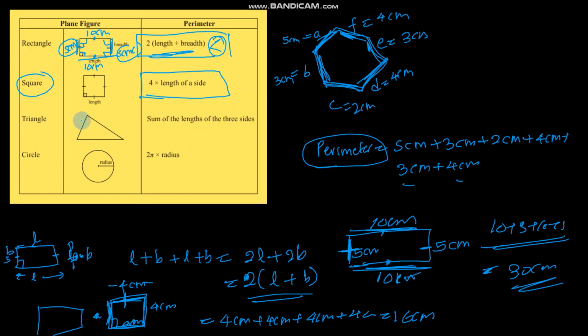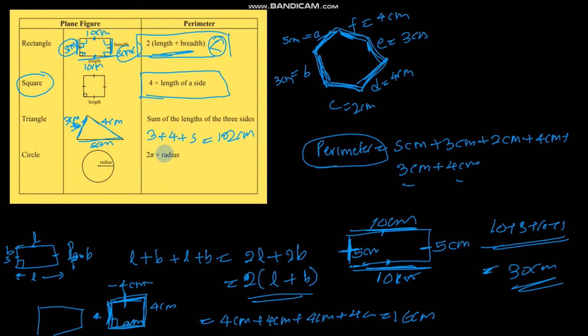If one side of this is 3 centimeters, from here to here is 4 centimeters, and from here to here is 5 centimeters, the total perimeter of the entire shape is 3 plus 4 plus 5, meaning 12 centimeters, right?